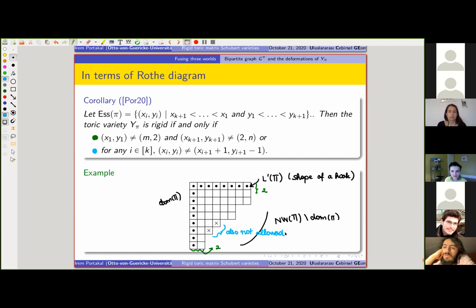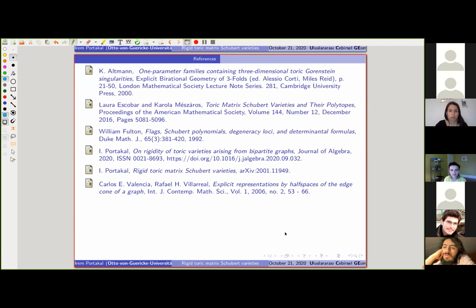So well, yeah, this was basically what I would like to tell. The aim of this talk was trying to understand this very complicated and big question of rigidity in terms of very nice and easy objects like Rothe diagrams and graphs. And this talk was also based on my paper with the same title that you can check on arXiv. And these are all the other references that I used. Yeah, thank you so much.